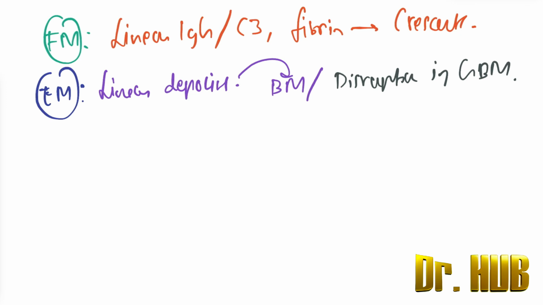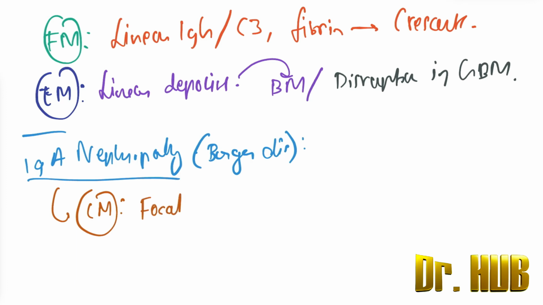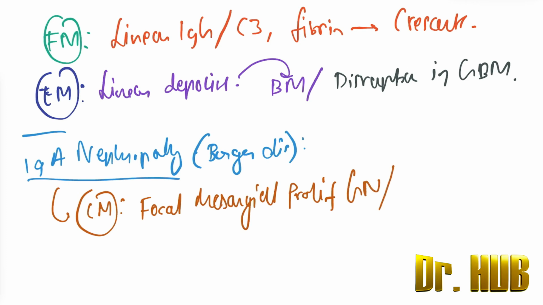Next we move on to the IgA nephropathy. IgA nephropathy is also known as Berger disease. In IgA nephropathy, the light microscopy shows a focal mesangial proliferative glomerulonephritis as well as the presence of mesangial widening.